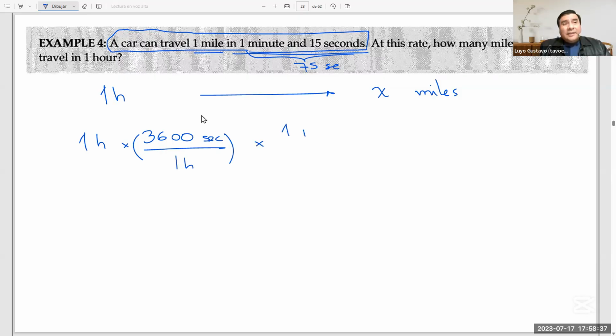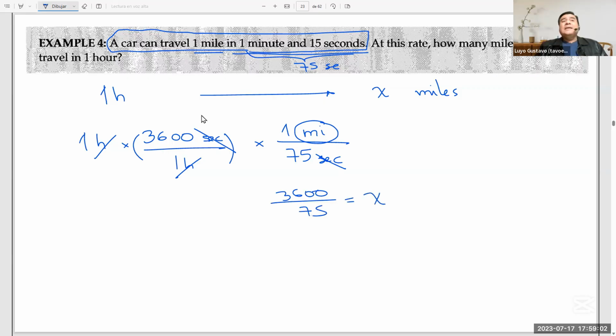So another conversion rate would be 1 mile over 75 seconds. Now you see, hours cancel with hours, seconds with seconds, and we get miles. What is the value? It is 3,600 multiplied by 1 and 1 divided by 1 times 75. In other words, this. This is the value of X, the answer to the question. What is that value? Okay, you can use a calculator, no problem.